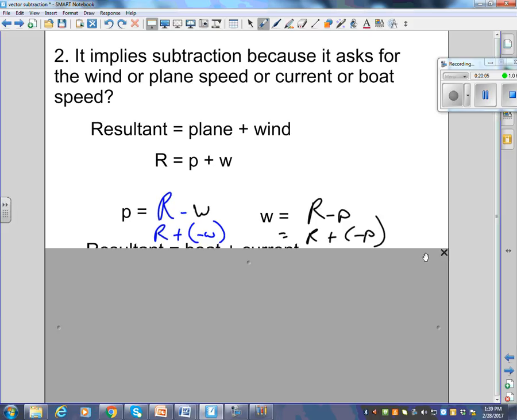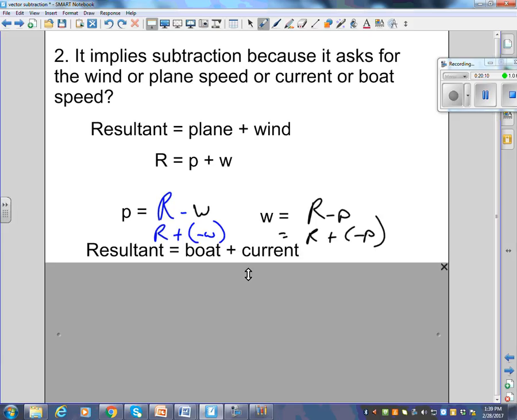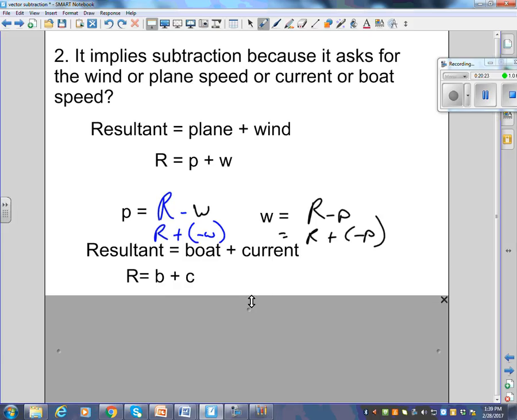Okay, now the other more common situation is rivers and boats. I'm going to call them boats and currents, right? The river current. Got to be aware I got some non-English speakers in the room. Current, like which way the direction the water's going. Okay, so resultant is boat plus current, which means R is equal to B plus C.